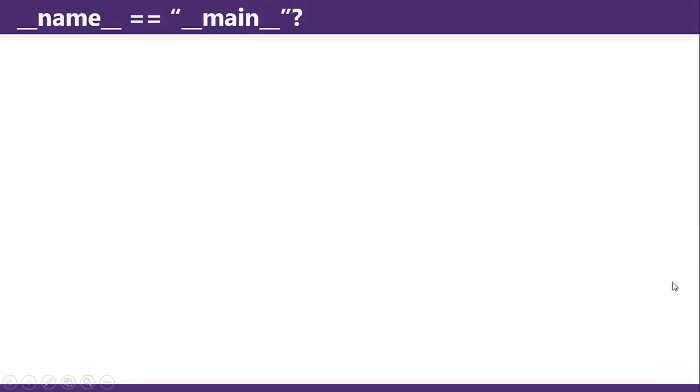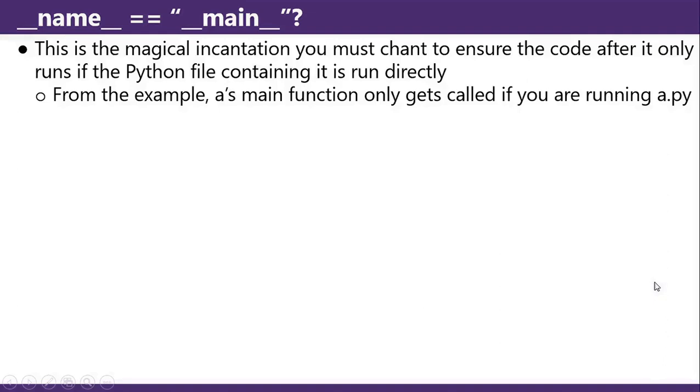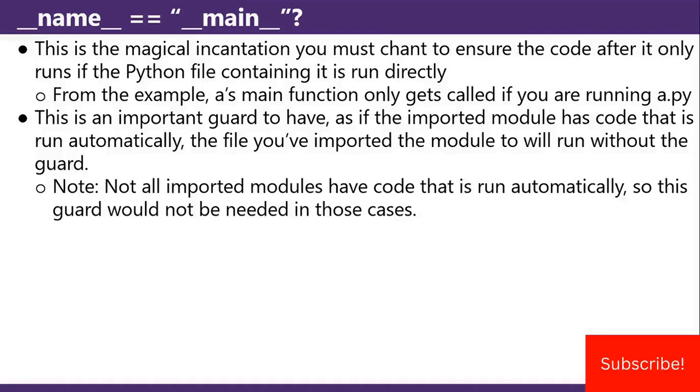if __name__ equals equals __main__. This is a magical incantation you must chant to ensure that the code after only runs if the Python file containing it is run directly. From the example, a's main function only gets called if you're running a.py. This is an important guard to have, as if the imported module has code that is run automatically, the file you've imported the module to will run it without the guard. Note, not all imported modules have code that is run automatically, so this guard would not be needed in those cases.